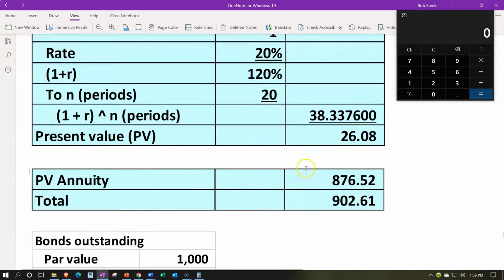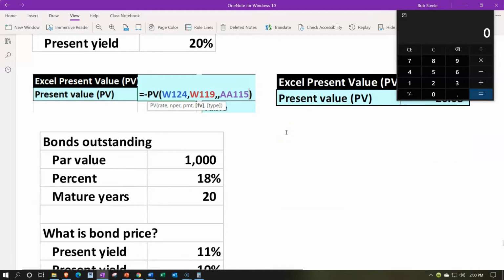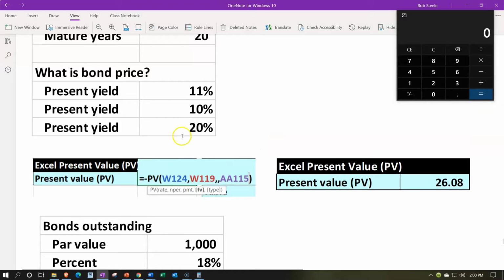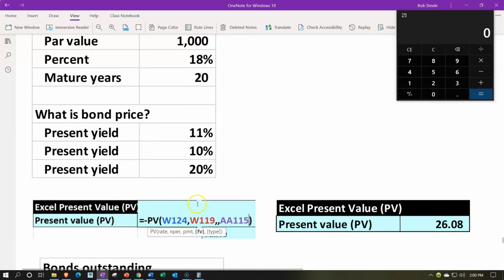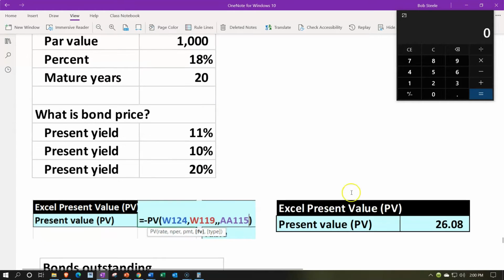So let's now recalculate this 26.08 a few different ways. Next way, the easy way, that being Excel, which we use the present value of the rate, this time market rate 20%, comma, the number of periods 20, that stayed the same, comma, comma, because it's not an annuity, but present value of 1, future value payment, the 1,000 times 18 or the 180, also giving us that 26.08.